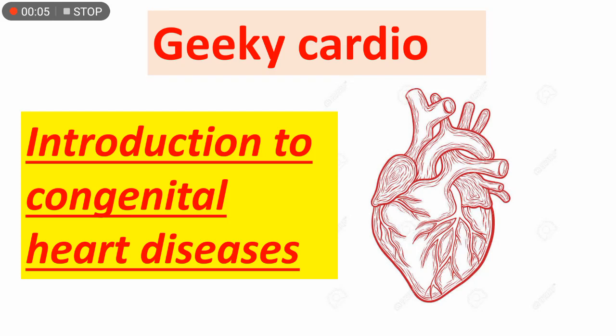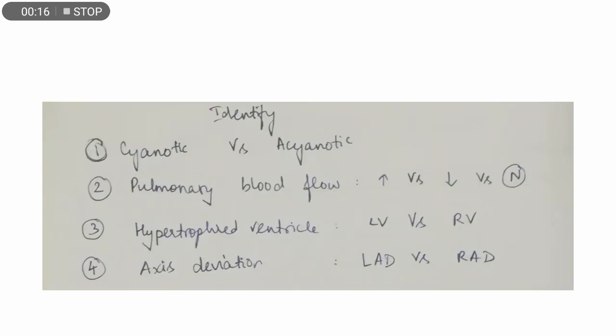This is my new video series about congenital heart diseases. This video is the first one, and it's going to be about the introduction of CHD. Let's get started. To identify a congenital heart disease, we have to know four main features about them.